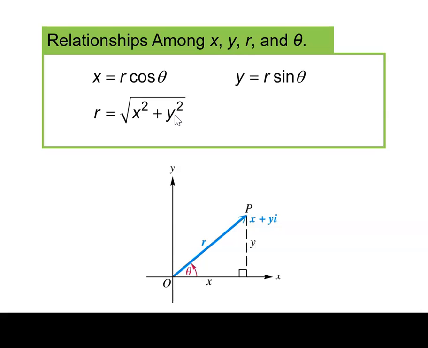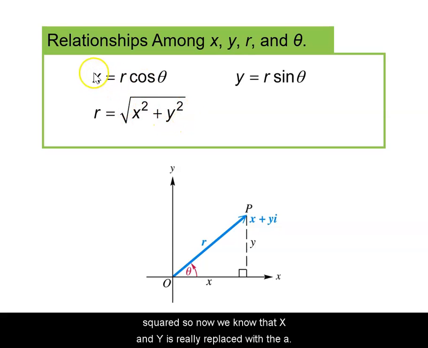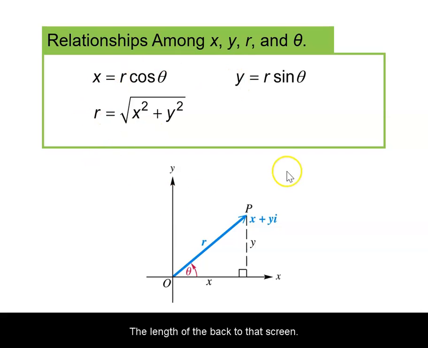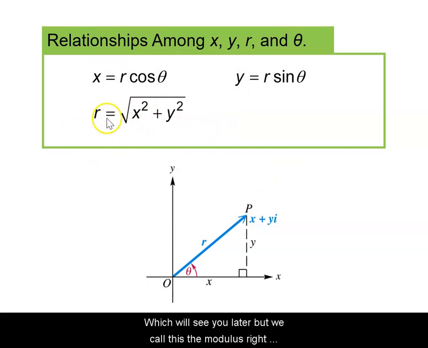Okay. And r, the length for a triangle, is the square root of x squared plus y squared. So now we know that x is really replaced with the a in the complex number, and y is replaced with b. Okay, and r will be replaced with the length of the vector that's created. Okay, which we'll see later, but we call this the modulus, right? So what we were calling before the magnitude or the length of the vector, in complex numbers we call the modulus, right? So there are several names for the same things depending on what it is you're referring to.